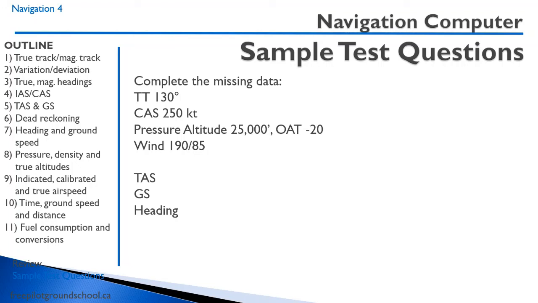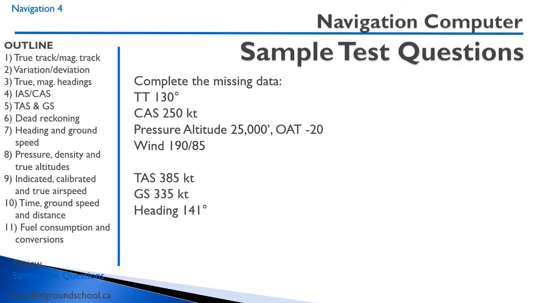Here's another one. Complete the missing data. A true track of 130 degrees, calibrated airspeed 250 knots, pressure altitude of 25,000 feet at minus 20, and the wind 190 at 85. So again, use the front side of your flight computer to figure out your true airspeed. You're going to need your calibrated airspeed, your pressure altitude, and your outside air temperature. Then use that true airspeed, go to the back side of your computer, plug it all in to get the ground speed and heading. If you want, you can pause the video now, work your way through it, and then start your video again for the answer.